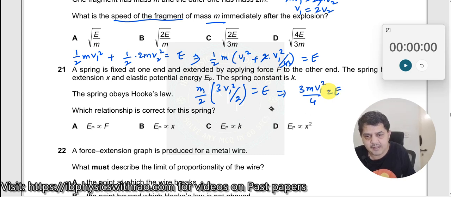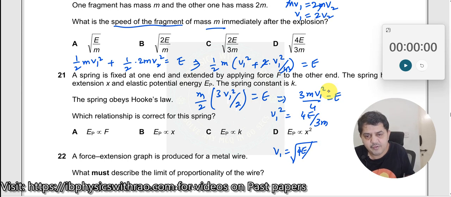I want v1 here, right? v1 square should be equal to 4E divided by 3m, or v1 should be equal to the square root of 4E divided by 3m, which is the right answer. The root of 4E by 3m is option D.